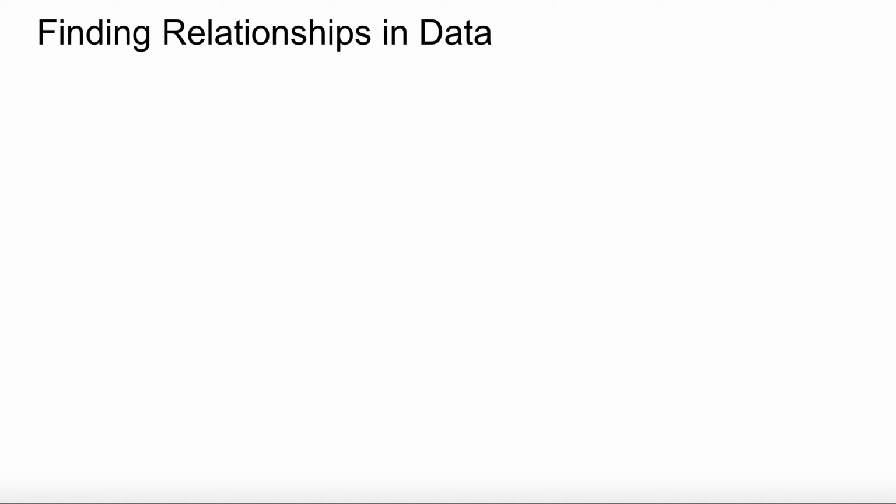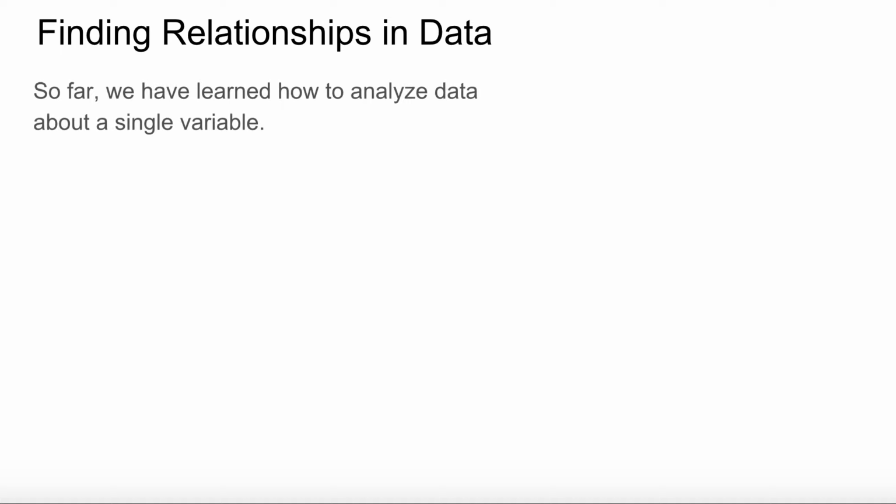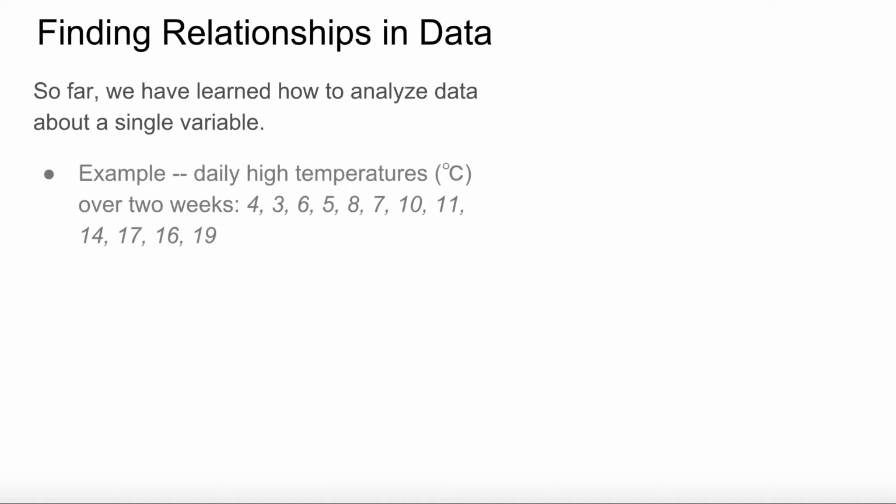So correlation and regression are tools we use to find relationships in data. So far in this project, we've learned how to analyze data about a single variable. If, for instance, I gave you the daily high temperatures over 2 weeks, you'd have this data. I know you could do a lot with it. You could come up with histograms, you could find summary statistics, you could make box and whisker plots, etc.